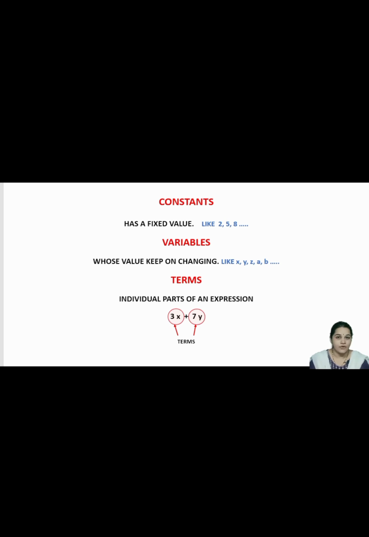The opposite of constants are the variables. Those values keep on changing. Variables are denoted by small alphabetical letters like x, y, z, small a and small b, or else l, m, n, etc.